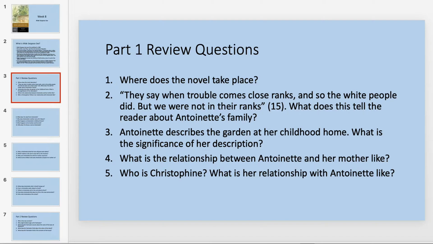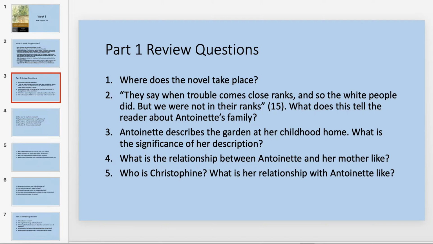So we're going to start with some part 1 review questions. Where does the novel take place? We have our characters living in Jamaica. And question 2 here, they say when trouble comes, close ranks. And so the white people did, but we were not in their ranks. I want you to think about what this tells the reader about Antoinette's family.